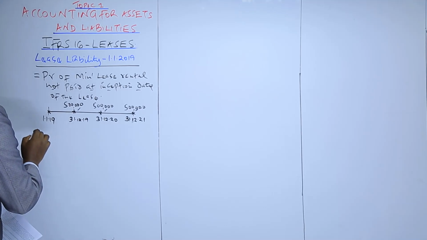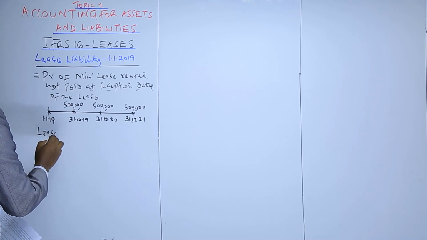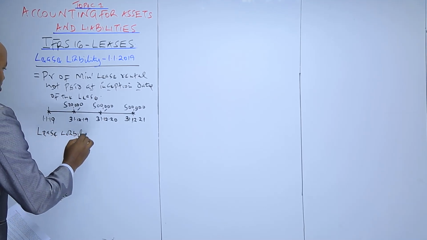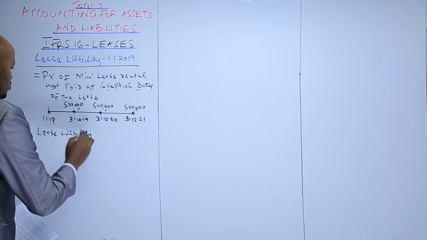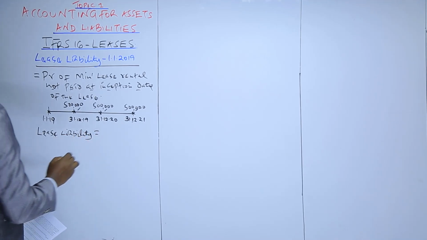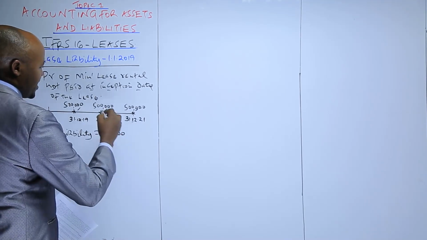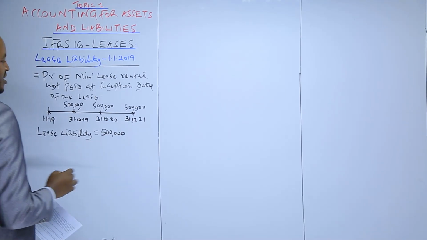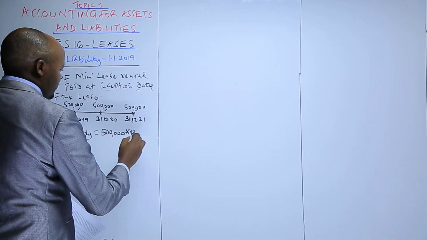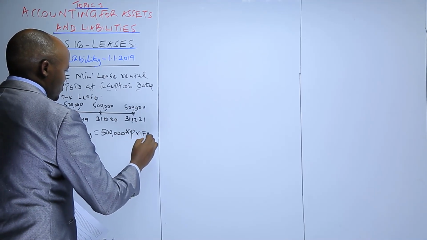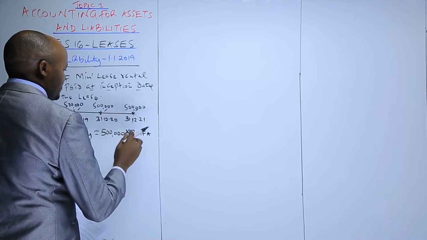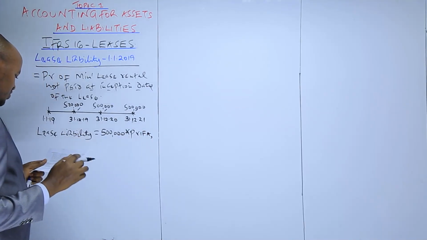So therefore, the lease liability is equal to the minimum lease rentals, which is an amount of 500,000, and basically this is like an annuity, a series of payments. We need to multiply that with the present value interest factor of annuity, at which rate? At the rate which you are given there.